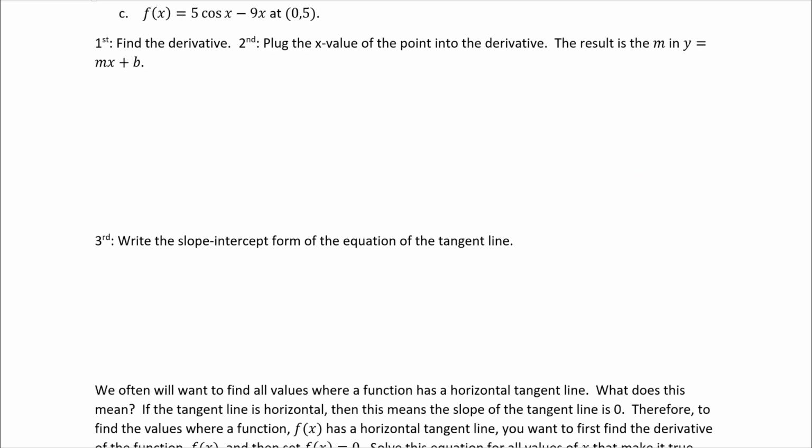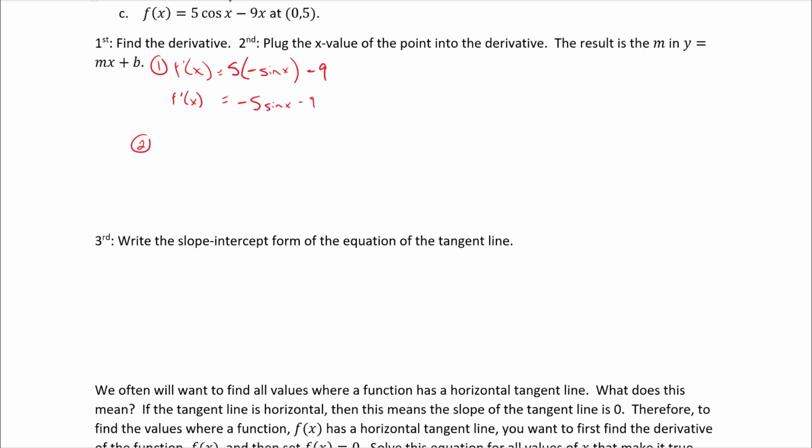All right, one more. f of x equals 5 cosine x minus 9x at the point 0, 5. Same idea. Let's find the derivative. f prime of x equals 5 times the derivative of cosine x. The derivative of cosine x is negative sine x. Minus the derivative of 9x, which is just 9. So f prime of x is negative 5 sine x minus 9.